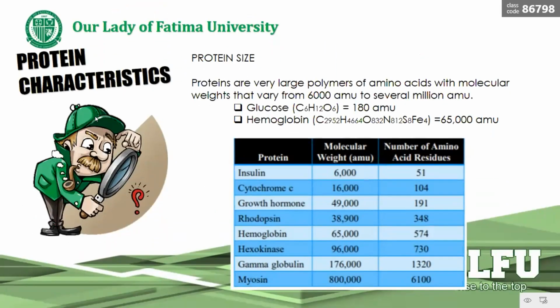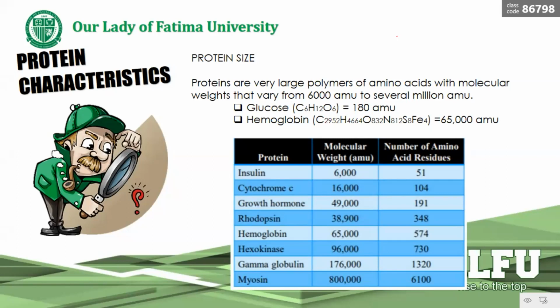So let's talk about some characteristics of proteins. As I've told you earlier, proteins are more complex than carbohydrates and lipids. And it is all because of the different amino acids. There are 20, right? 20 amino acids. For example, in our body as humans, you can form different combinations of these amino acids to create proteins. So proteins are very large polymers, large molecules.